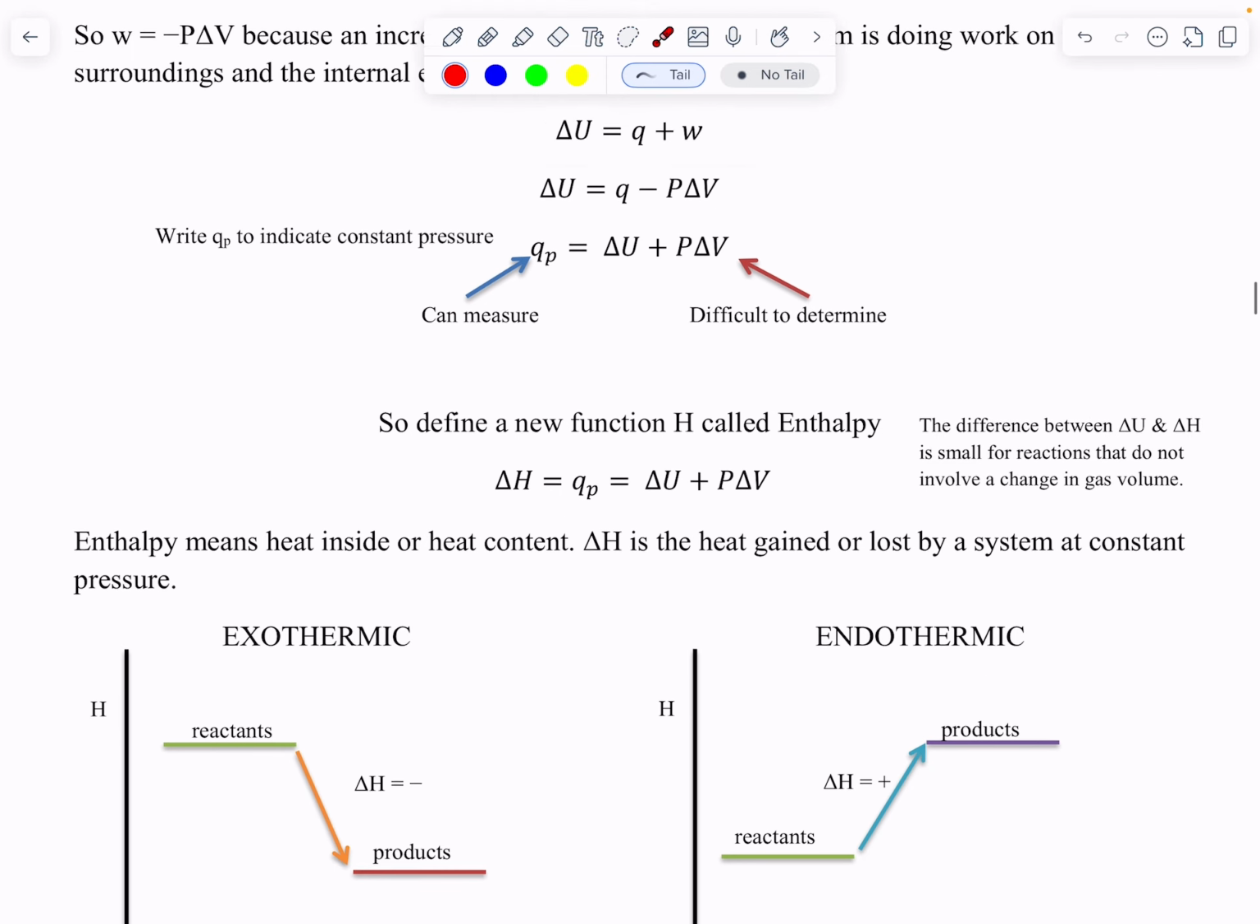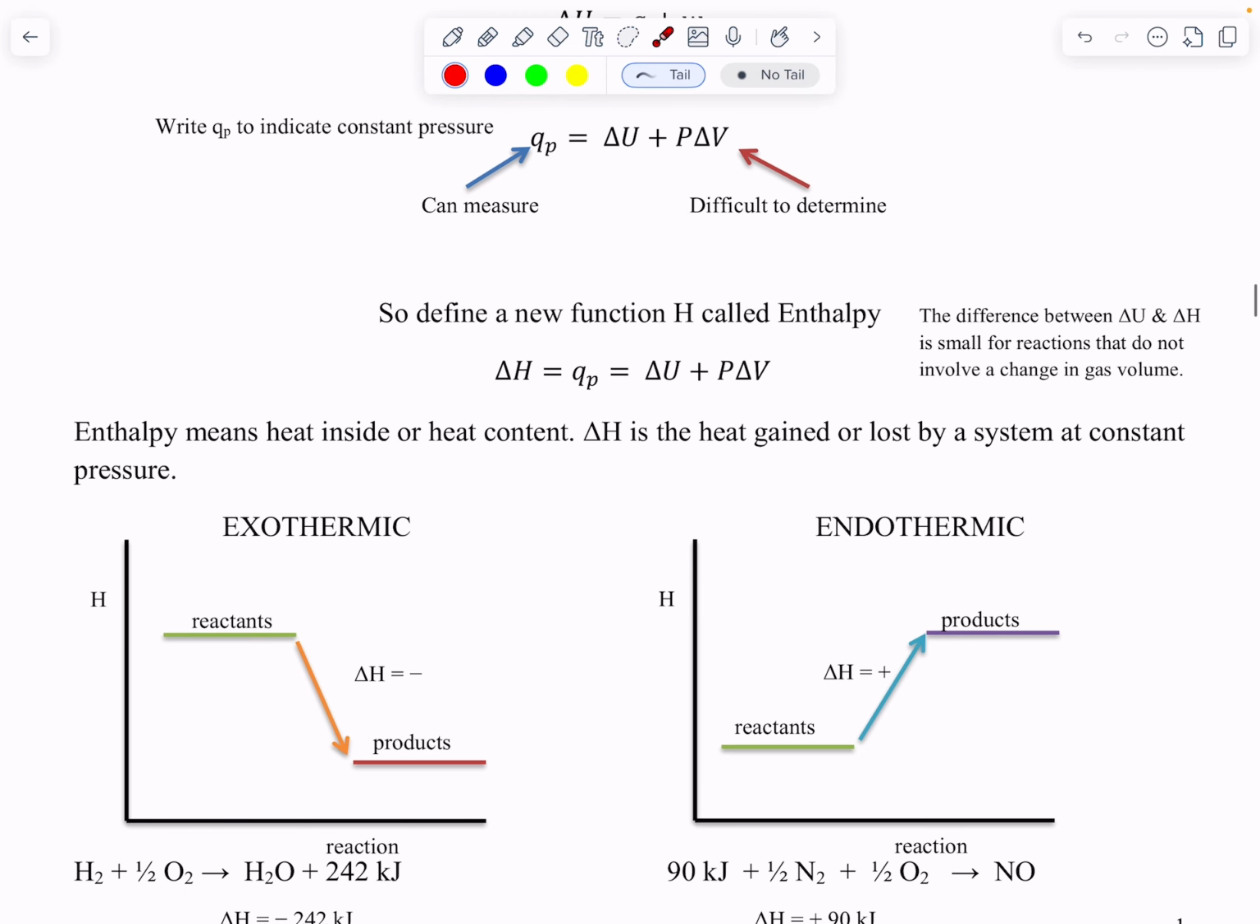So we define a new function called enthalpy, H. The change in enthalpy is going to equal the heat transfer at constant pressure, which incorporates the work done. Now, this works for us. This is a very good approximation.